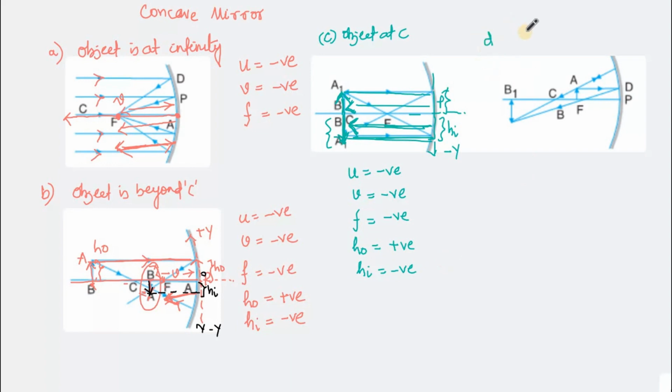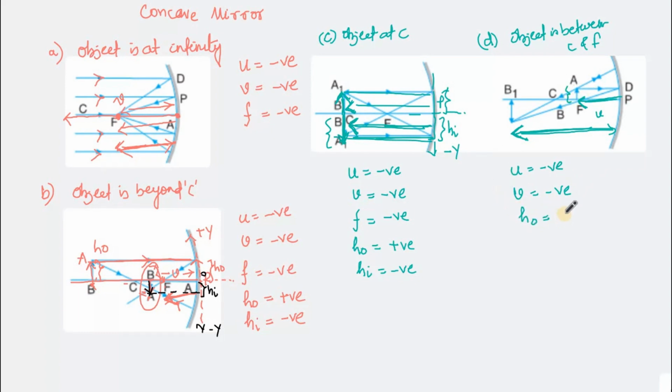Now let's go to the next case where the object is between C and F. Similarly, object distance here is towards the left, so u is negative. Image is formed here. Again, to measure the image distance we have to go towards the left, so image distance also is negative. Now height of the object is positive because it's lying above the principal axis.